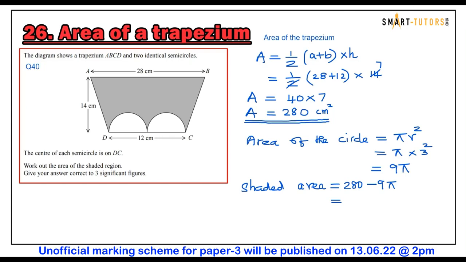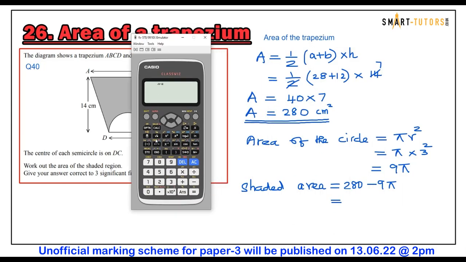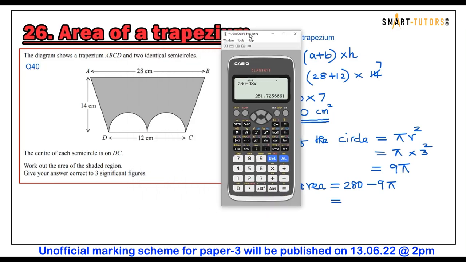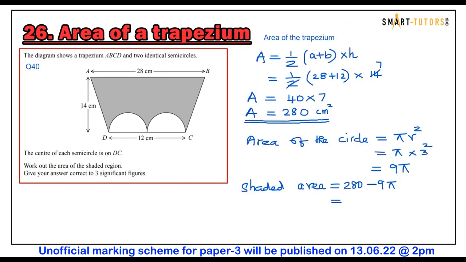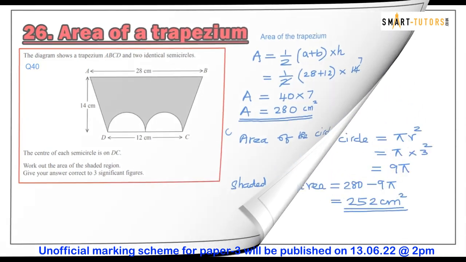Let me show the calculator calculation. 280 minus 9 times pi is 251.72. So to 3 significant figures, 252. So 252 centimeters squared is the correct answer for question number 40. That is the end of topic 26.